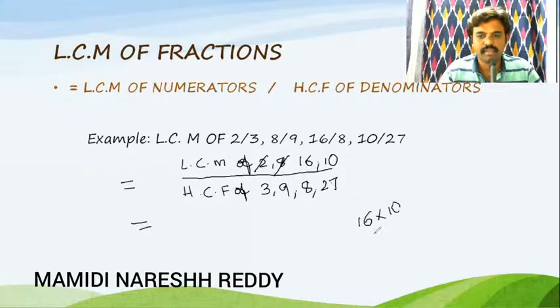Now the remaining number is 10, but we should not multiply this directly. Why? Because these are not coprimes. If they are coprimes, we can multiply.